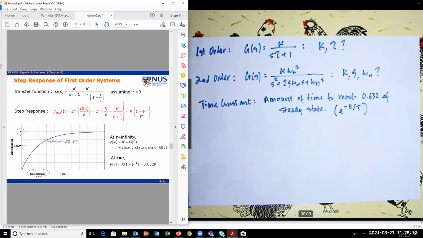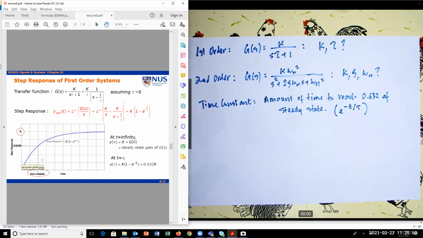So when t tends towards infinity here, e to the minus infinity is 0. So that's why the steady state is K. You can see here, K is the steady state. We said the time constant is the amount of time it takes to reach 0.632 of the steady state. So let's say 0.632 of the steady state is down here. You draw a horizontal line, then at the intersection, you draw a vertical line. That time is your tau. That is your time constant.